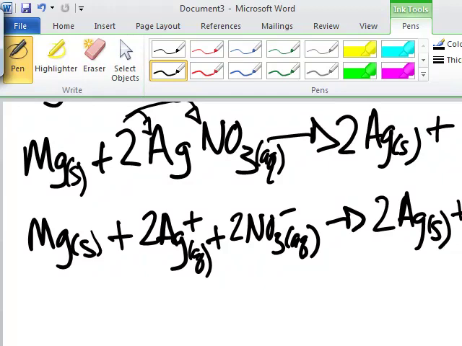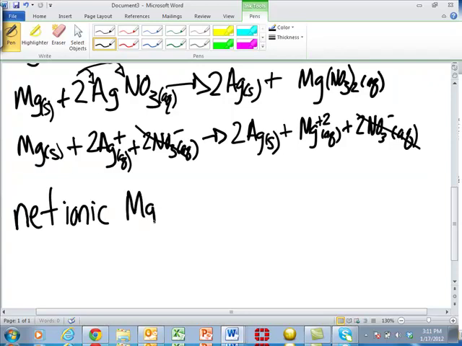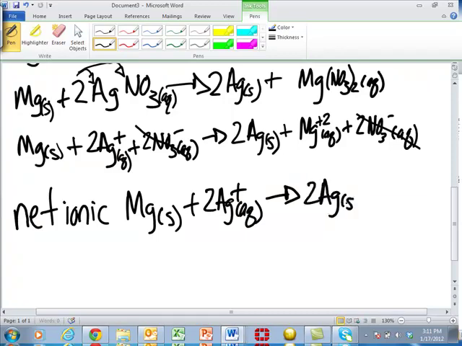Now, remember what a spectator ion is. It's an ion that's not part of the reaction. So it's going to have the same charge and the same state of matter on both sides. So which one of these is a spectator ion? Good, so that's not part of our net ionic. So our net ionic will be what's left. Solid magnesium is added plus silver 1+, yields silver plus magnesium.